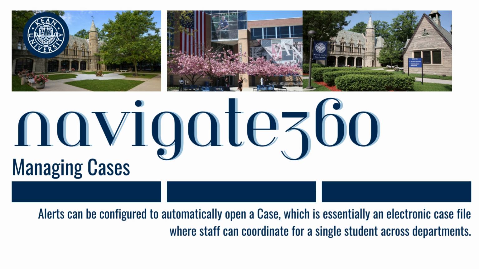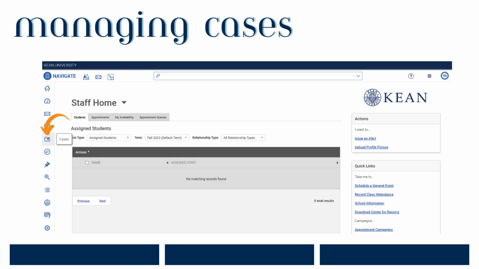To get started, you'll want to log in to Navigate 360. You can access Navigate from Kane University's quick links. From your staff home screen, you'll be able to access cases on the far left of your screen, indicated here with the orange arrow. Click on the Cases option from the icon menu.